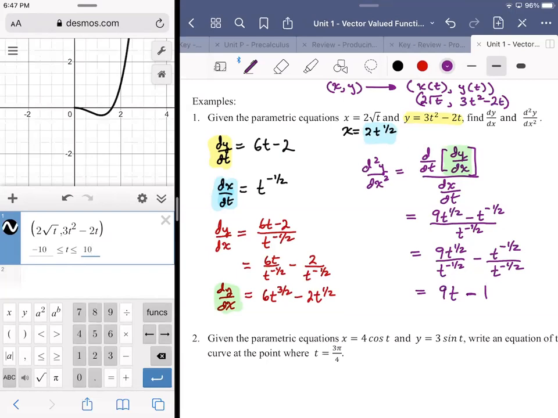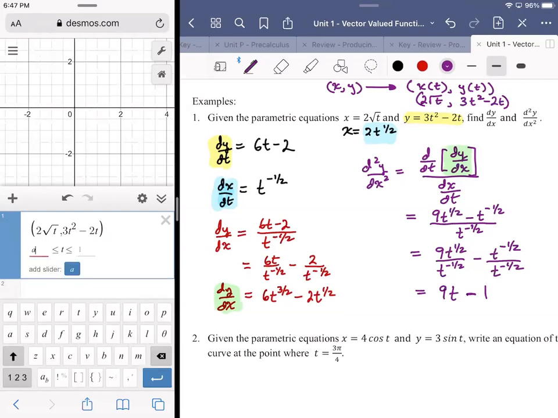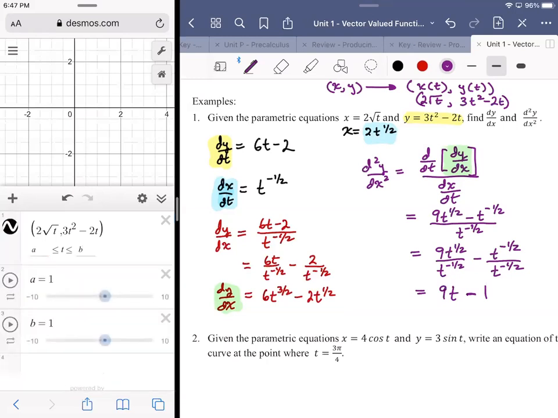A little nifty trick, straight out of the unit P packet: if you put a value A on the low side and a value B on the high side, create sliders for those. You see it automatically. I'll do that again because I did that quickly.